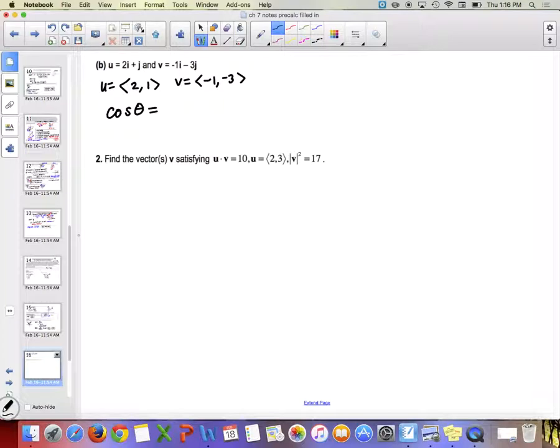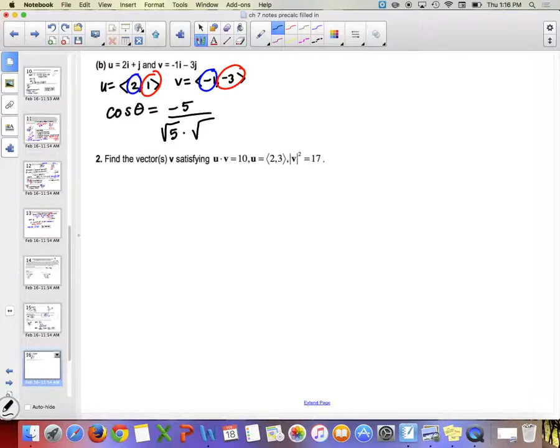Can you guys do the dot product in your head? It's not hard. Are you guys understanding what we're doing? These two multiply together, these two multiply together, add your result. So negative 2 plus negative 3. So we get negative 5. And then the magnitude of u and the magnitude of v. Can you guys find those in your head? So you're going to do 2 squared plus 1 squared. So I get 4 plus 1, so 5.